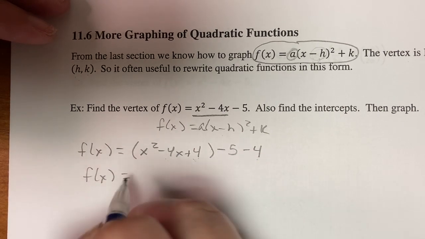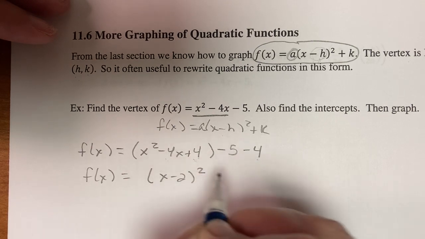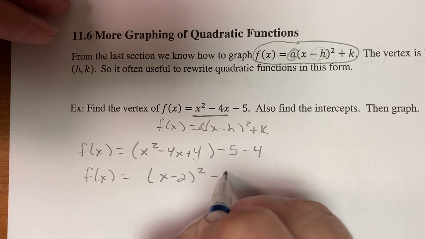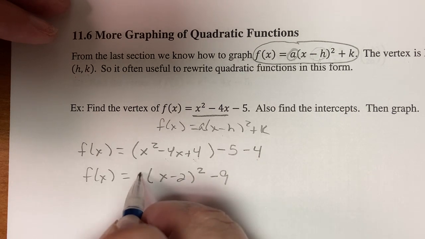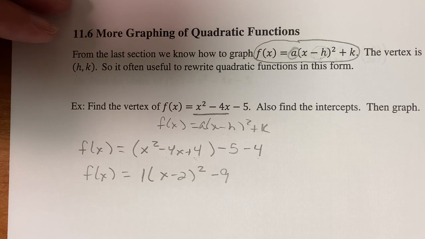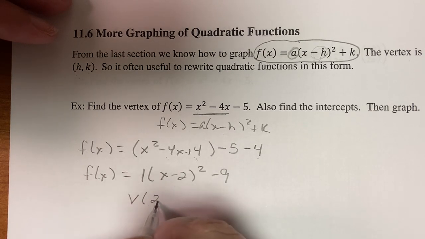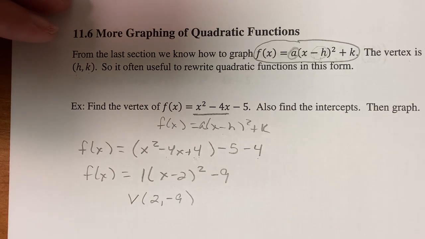So now if we clean this up, I'm going to factor this. So that's going to be x minus 2 quantity squared. And I combine these to get -9. Now my a in front is a 1. So you can see the vertex is going to be 2, -9.